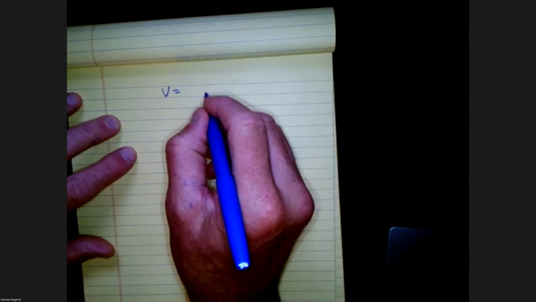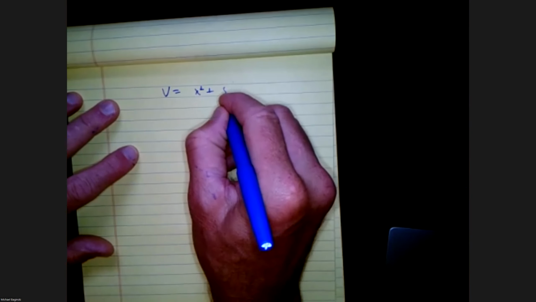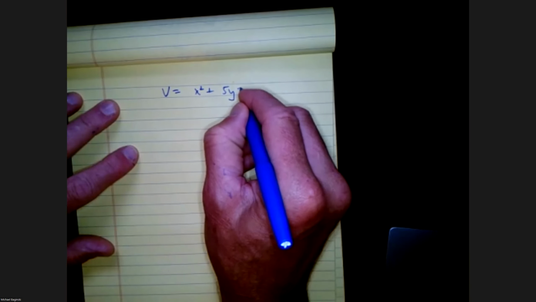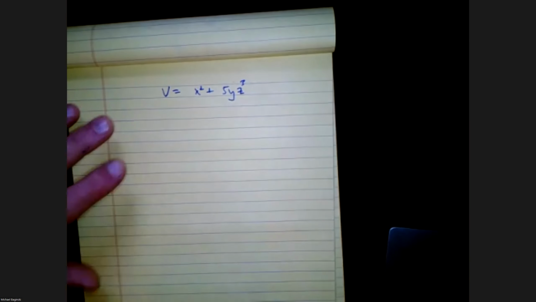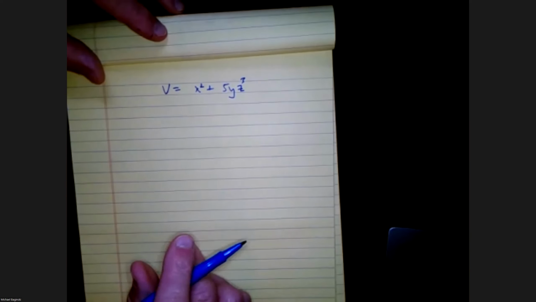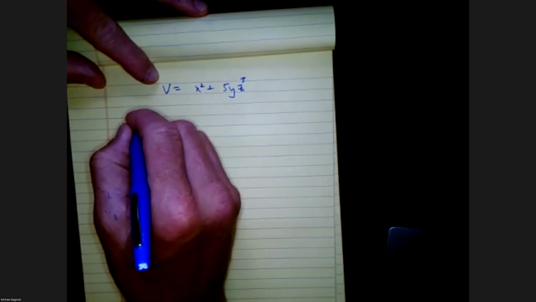say it's x squared plus 5yz cubed. That's the voltage. It's an odd voltage, admittedly. It's a fictitious voltage. I don't think it can exist. But that's the voltage, right? And I asked you for the electric field.